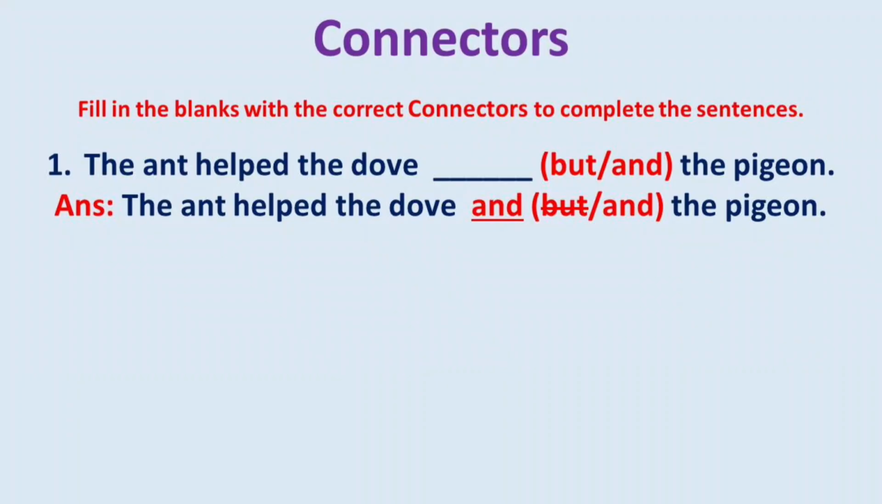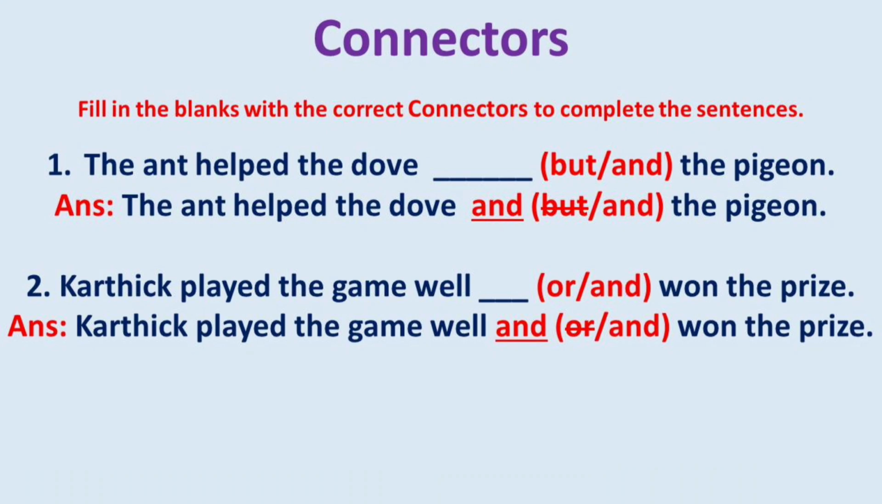Next, fill in the blanks with the correct connectors to complete the sentences. 1. The ant helped the dove dash, but or and, the pigeon. Here, the ant helped the dove is one idea, and other is the ant helped the pigeon. There are two ideas and they are equally important. So, and is used to connect two ideas that are equally important. The answer is, the ant helped the dove and the pigeon.